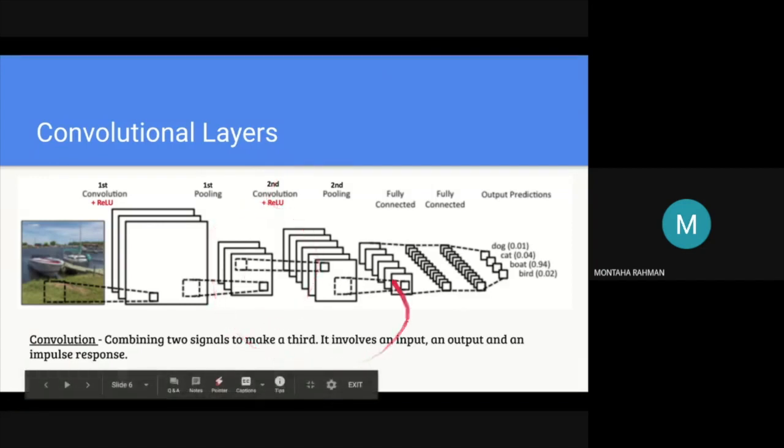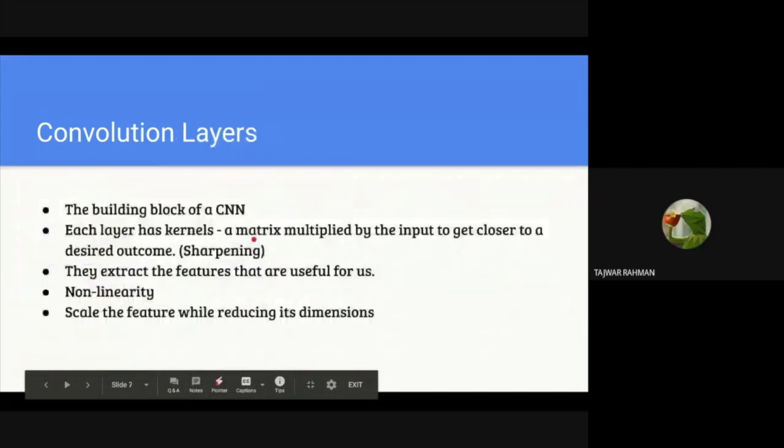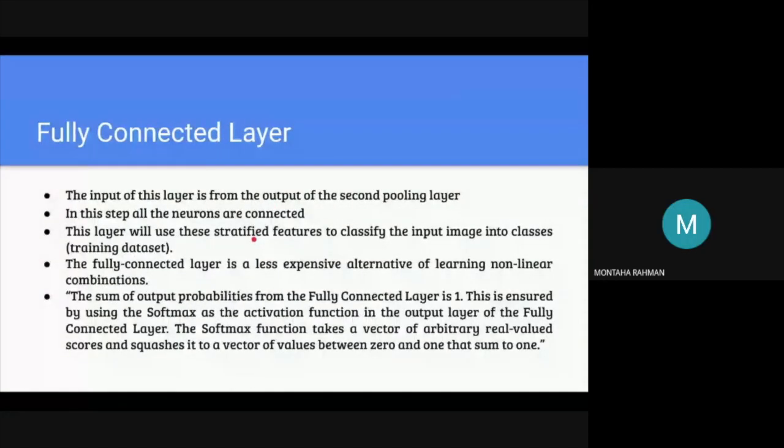Can you go to the third slide? This one? Yeah. So then there's something called a fully connected layer. Why a fully connected layer is important is mainly because it is a cheaper alternative to learning nonlinear combinations. So in this one, the input of, one second.